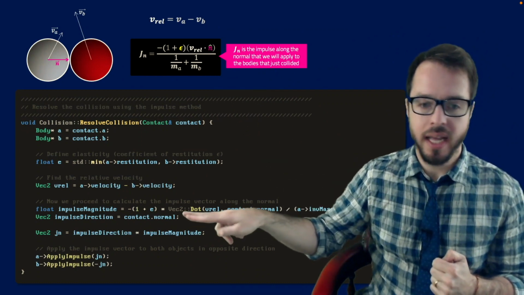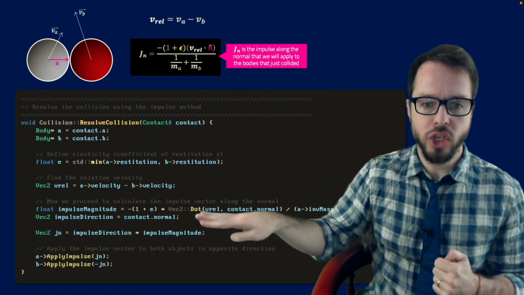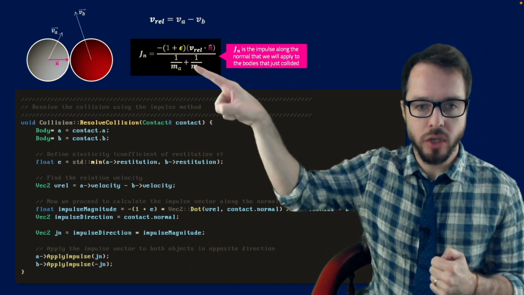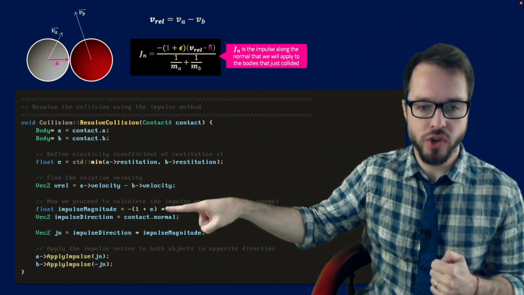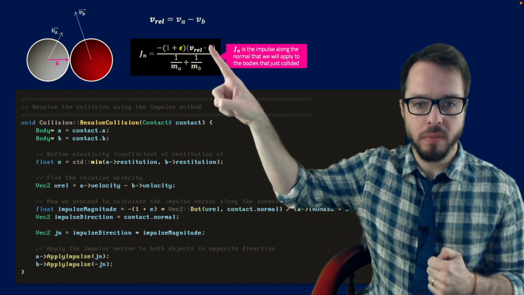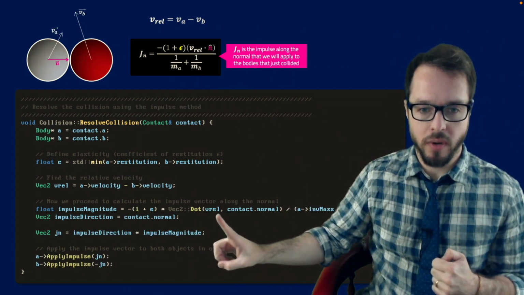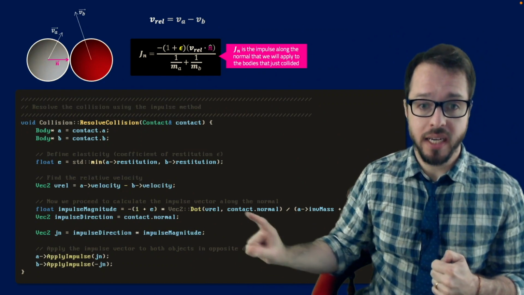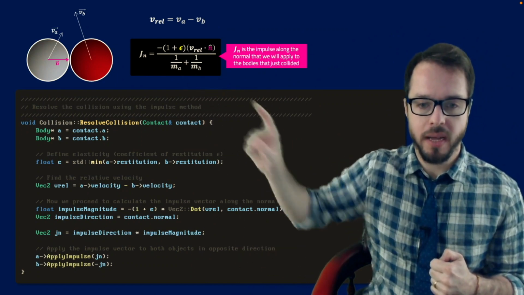So if you look right here, I'm just translating that formula from mathematics notation into source code C++ notation. So the impulse magnitude J comes from minus (1 plus coefficient of restitution E) times the dot product between the relative velocity and the normal. So the dot product between the relative velocity and the contact normal, easy. And then everything divided by 1 divided by MA plus 1 divided by MB.